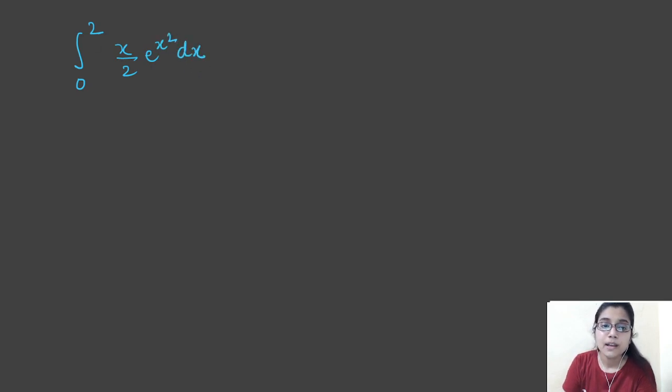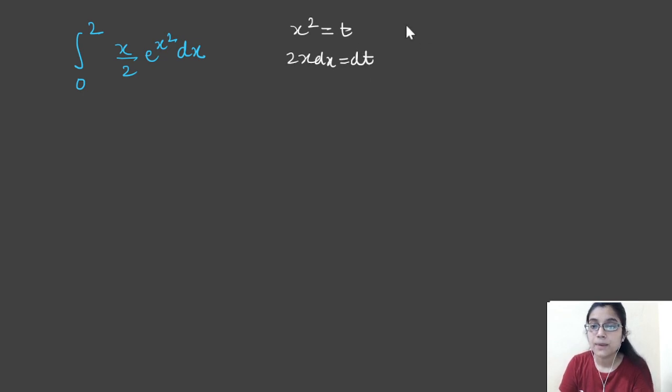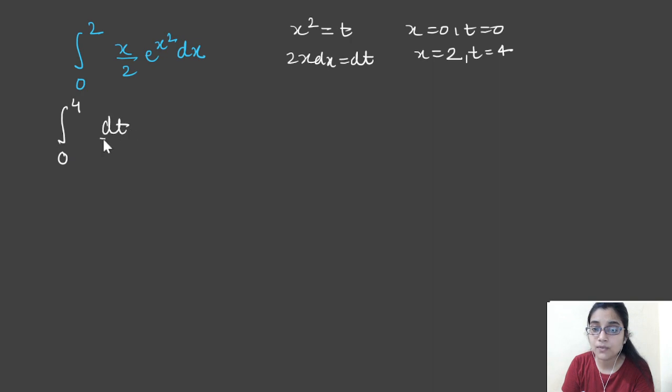Fine. Now you see one thing, this is a substitution problem. I will keep x square as t. So 2x dx is going to be equal to dt. When x is 0, t is 0. But when x is 2, t is 4. So now the limits will be from 0 to 4, and your x dx will be dt by 2. So obviously this will become dt by 4 and e raised to the power t. So 1 by 4 e raised to the power t, from 0 to 4.